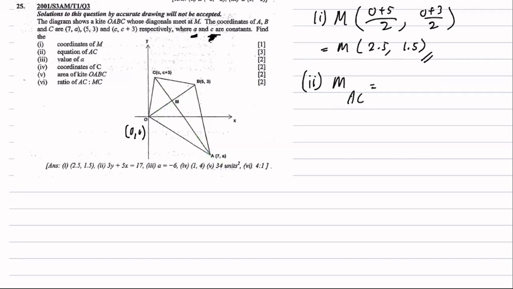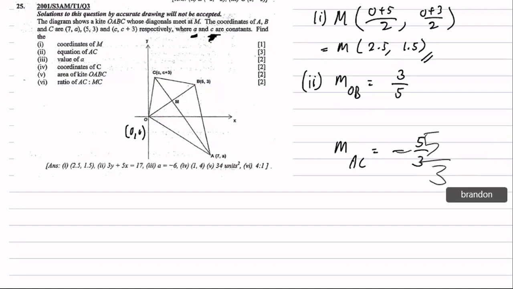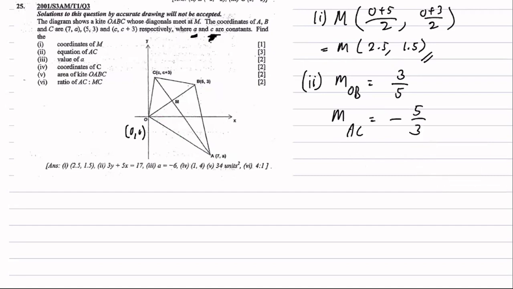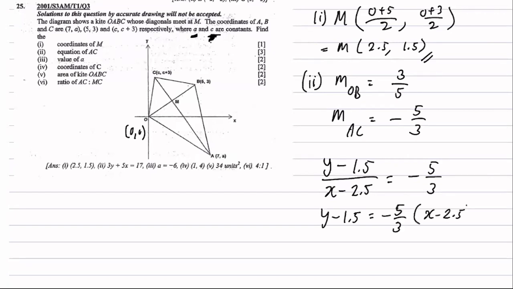Sorry, need to find the gradient of OB first, which is 3 over 5, right? Rise over run, 3 over 5. Then m of AC will be negative 5 over 3, negative reciprocal. Not enough, we still need to find the equation by using point slope. Yes, correct. y minus 1.5 over x minus 2.5 equals the gradient, negative 5 over 3. Just cross multiply, you get y minus 1.5 equals negative 5 over 3 times x minus 2.5. Then the minus 1.5 bring over, become plus 1.5.